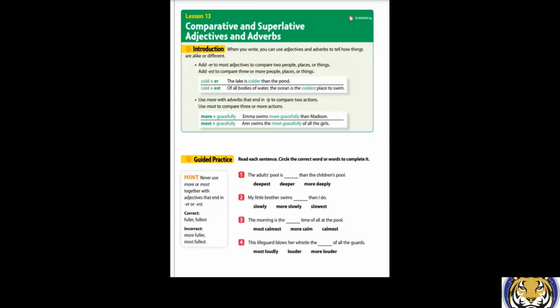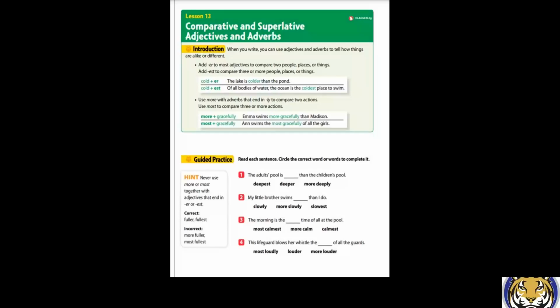Lesson 13, Comparative and Superlative, Adjectives and Adverbs. When you write, you can use adjectives and adverbs to tell how things are alike or different. An adjective is a word that tells something about a noun. An adjective with ER can be used to compare two people, places, or things. And an adjective with EST can be used to compare three or more.